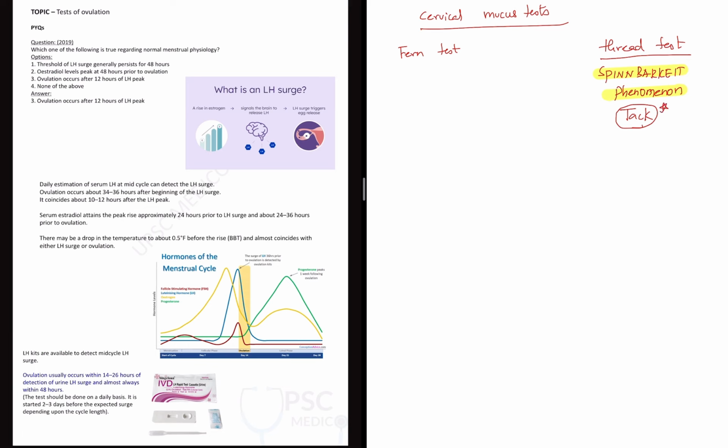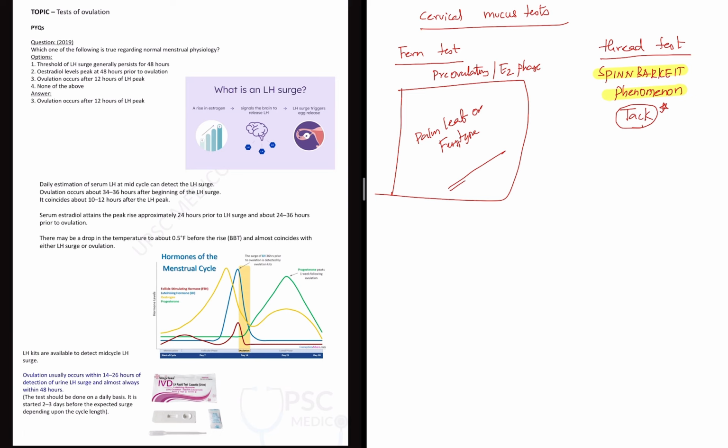We'll come back to the Fern test first. So the Fern test shows cyclical changes occurring in cervical mucus under the influence of estrogen. So let's take a drop of cervical mucus and spread it on the glass slide, and this is during the pre-ovulatory phase, or we call it the estrogenic phase. Pre-ovulatory is under the influence of estrogen, post-ovulatory is under the effect of progesterone. When you see it, it shows a palm leaf or fern type of reaction.